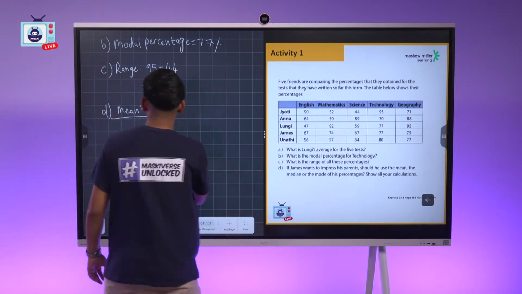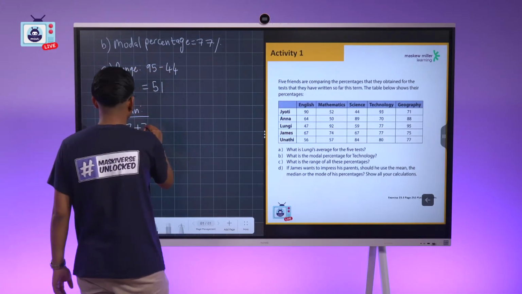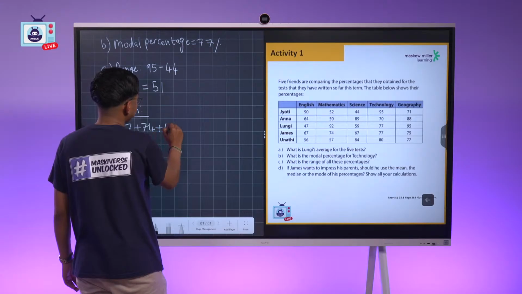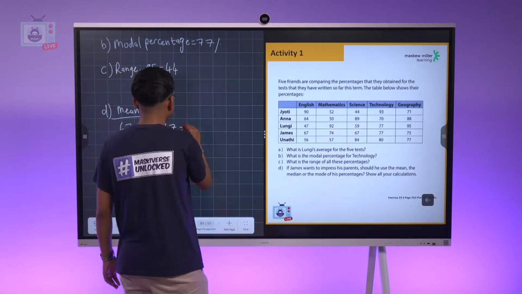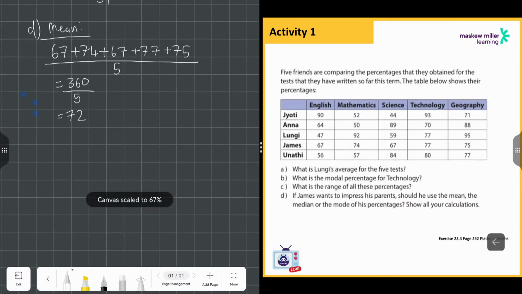So the mean for James would be 67 plus 74 plus 67 plus 77 plus 75, and that is all over 5, and that gives me a total of 360 divided by 5, and 360 divided by 5 should give me 72. Okay, so for mean, we have 72. Let's see what the others give us.